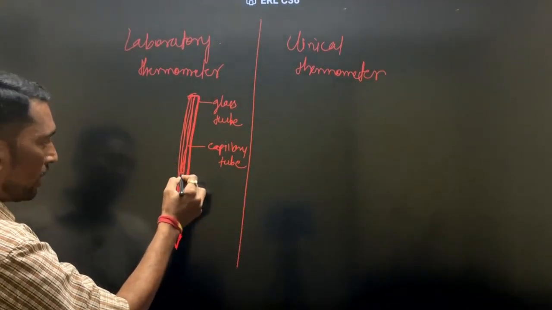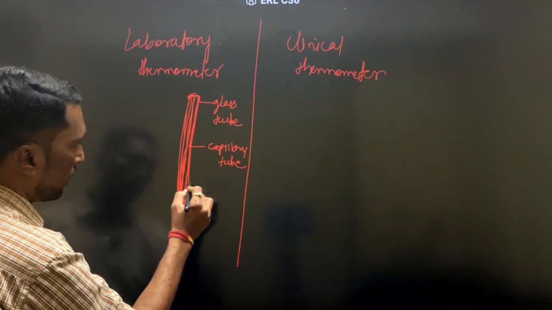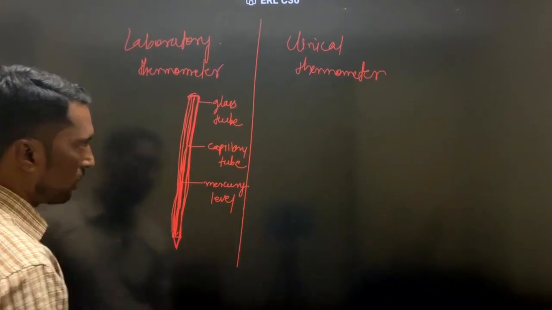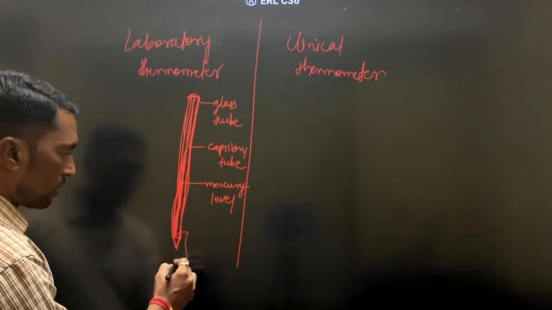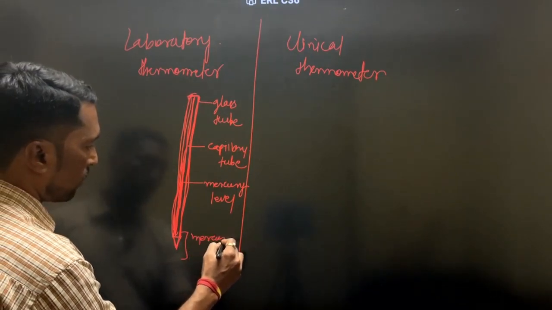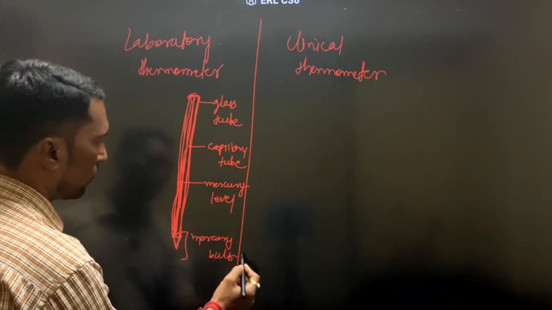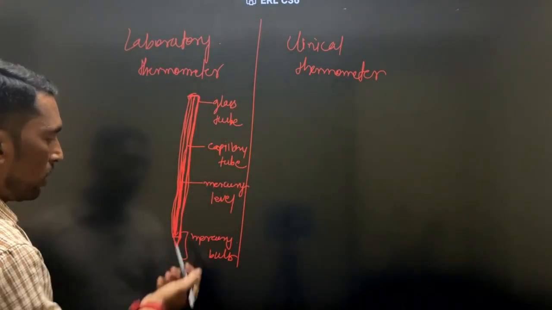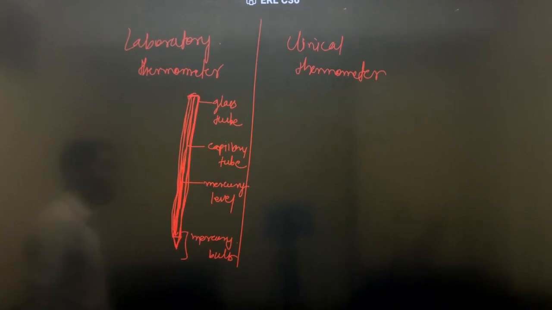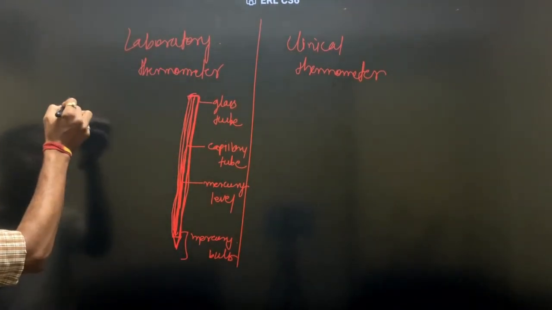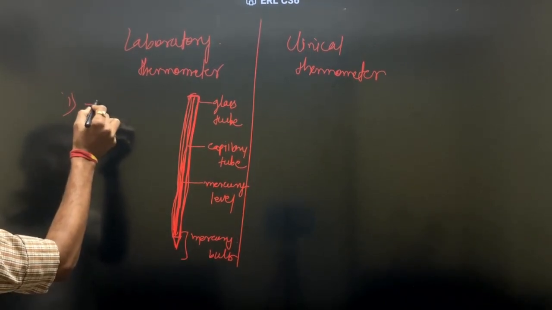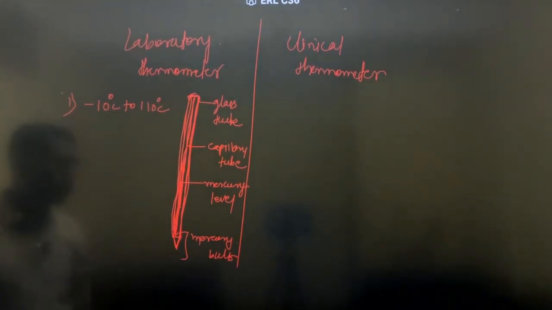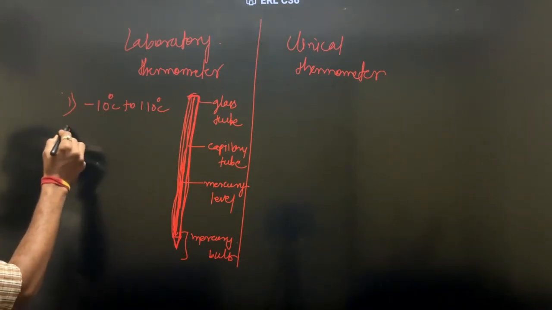In between the capillary tube, there is a mercury column or mercury level. Mercury level is there. And there is the mercury bulb. These are the parts mentioned in the laboratory thermometer: a glass tube, capillary tube, mercury level, and mercury bulb. And the laboratory thermometer measures temperatures ranging from minus 10 degrees Celsius to 110 degrees Celsius.